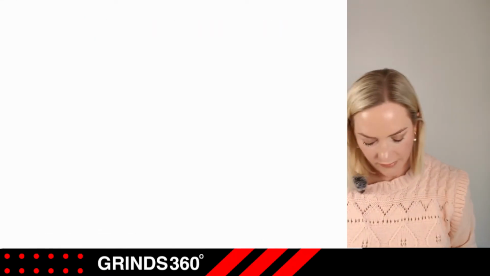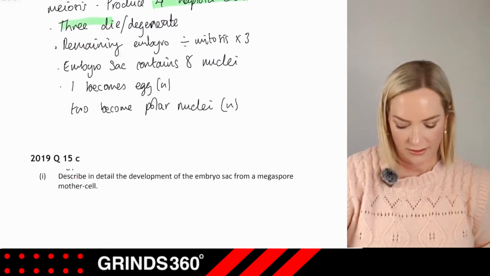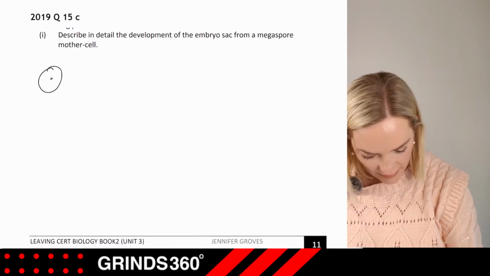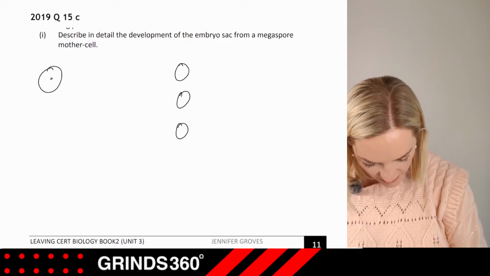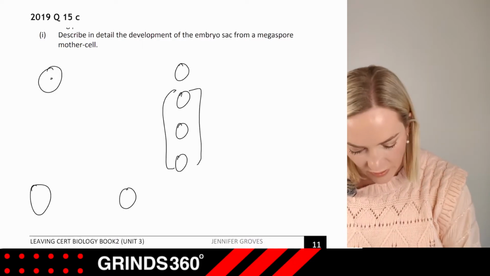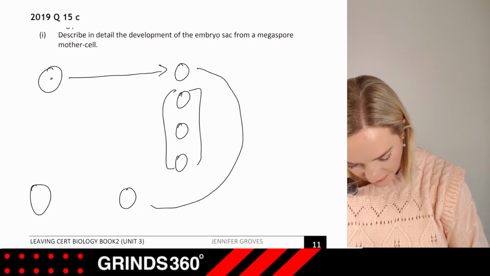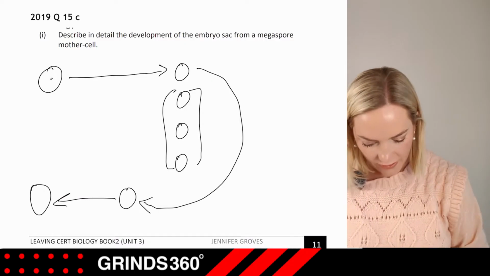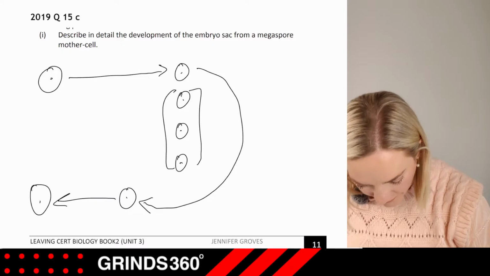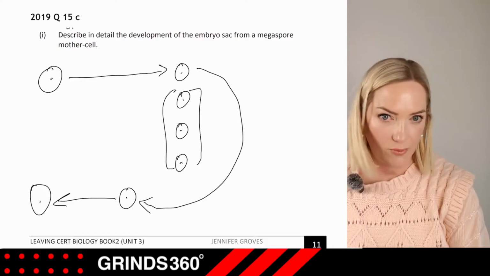Oh, my page is gone, give me 1 second. Here we go. So one circle here. I have 1, 2, 3, 4. Bracket these off. Line here, arrow there. Arrow here, arrow going across, making sure there's a nucleus in each one. Okay, so now I'm going to label this. So here I have my megaspore mother cell.